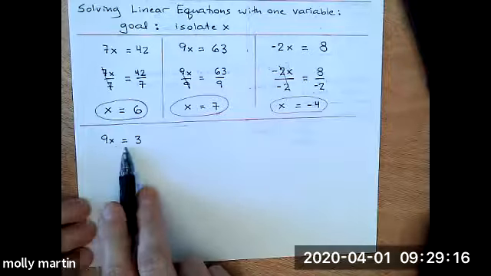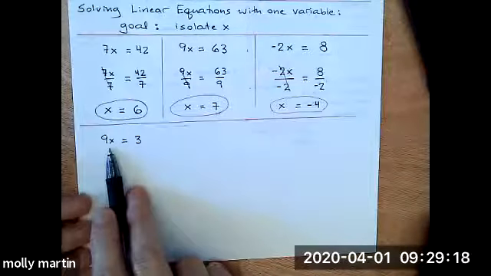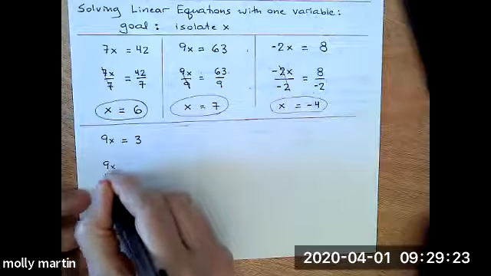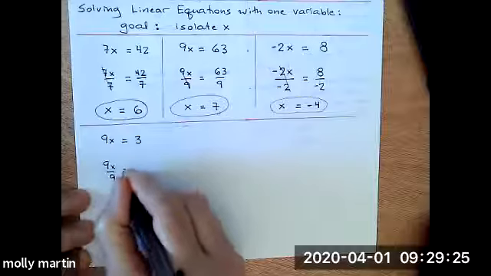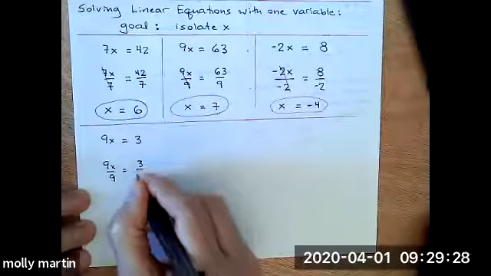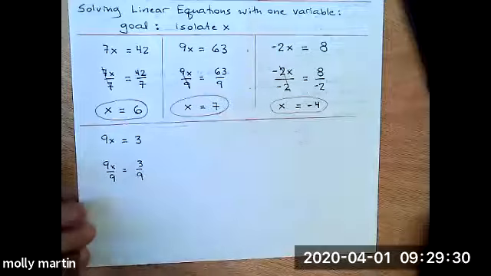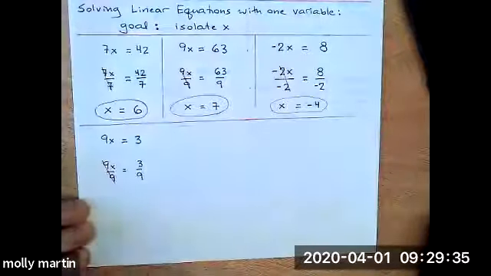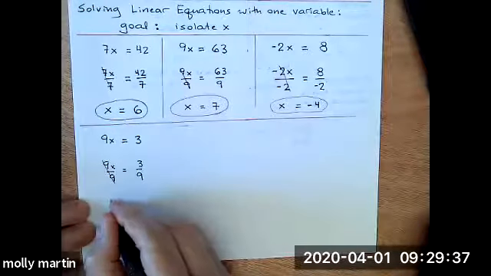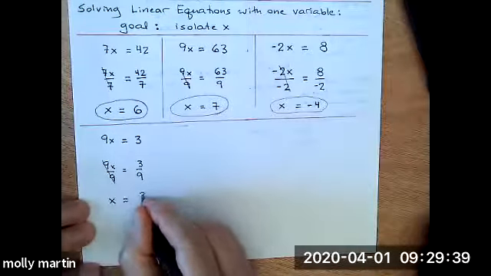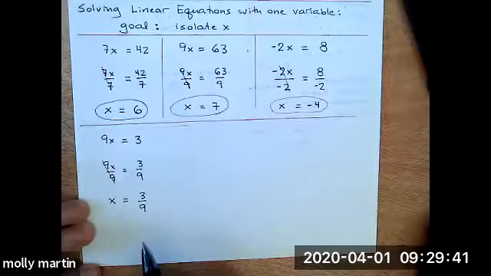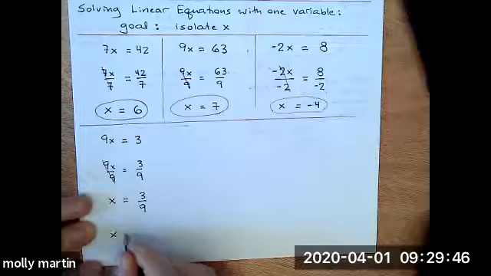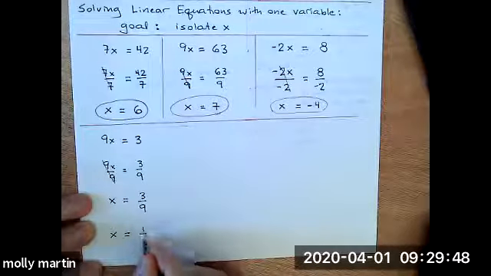If 9x is equal to 3, in order to get x by itself, we divide both sides by 9. Nine over 9 equals 1. And your answer is 3 over 9. But remember, whenever your answer is a fraction, you must reduce. So your final answer is 1/3.